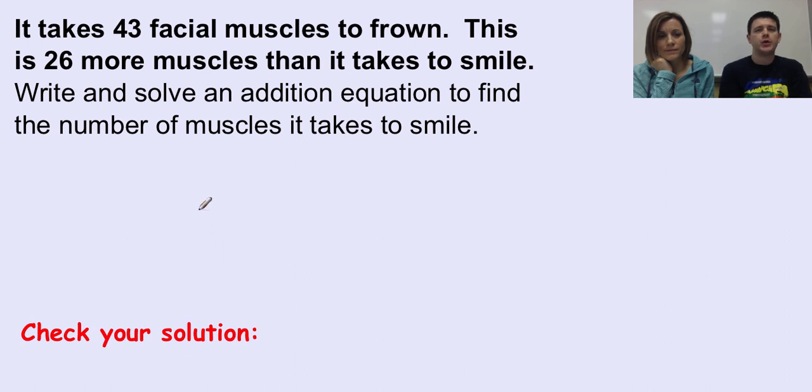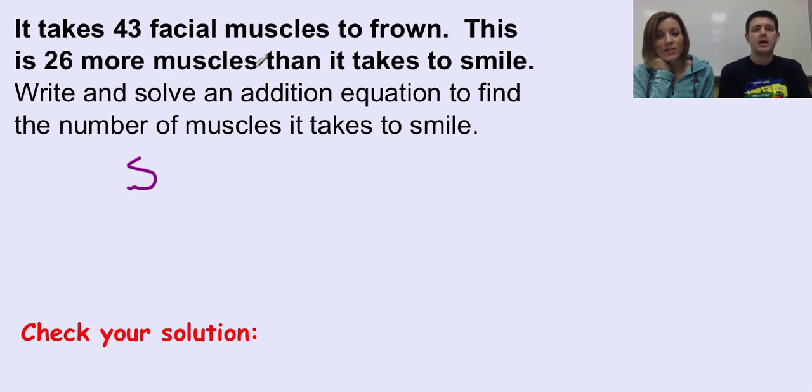This one says it takes 43 facial muscles to frown. Mrs. King is frowning right now. This is 26 more muscles than it takes to smile. They're frowning because it's too long. I know. So think about what don't we know. We don't know how many muscles it takes to smile. So we're going to say S for smile.